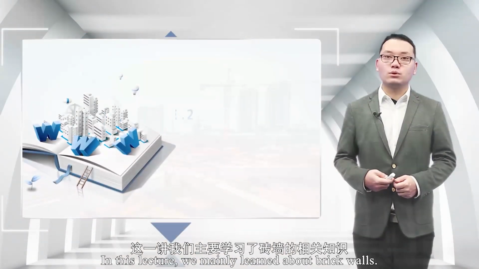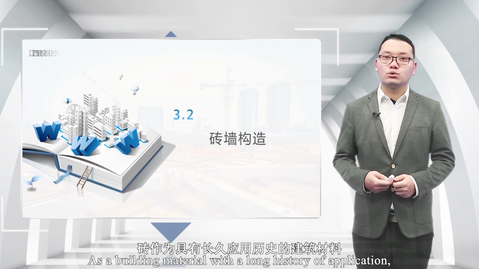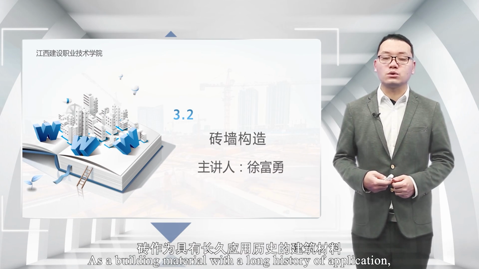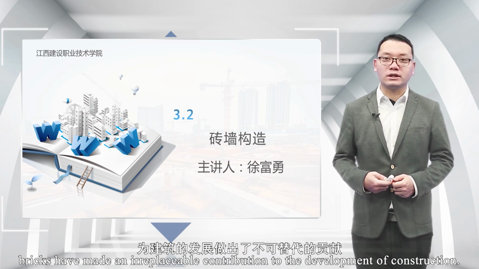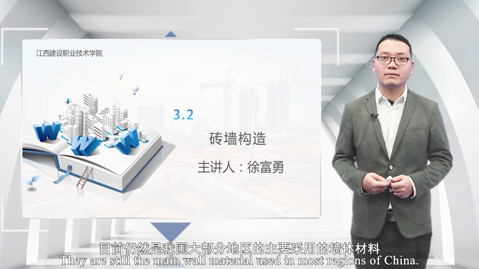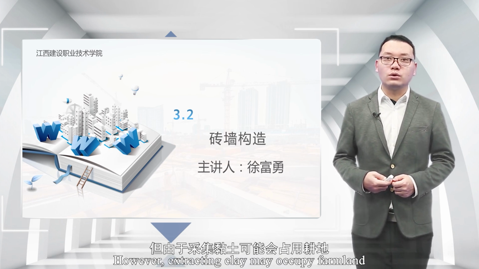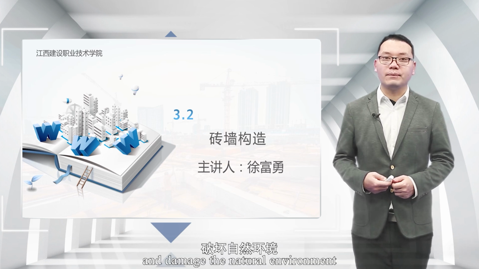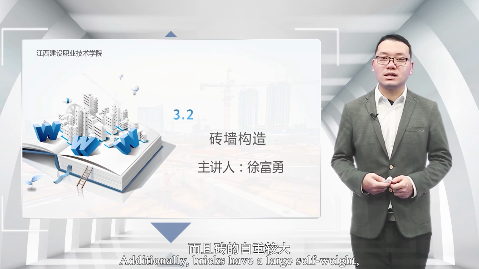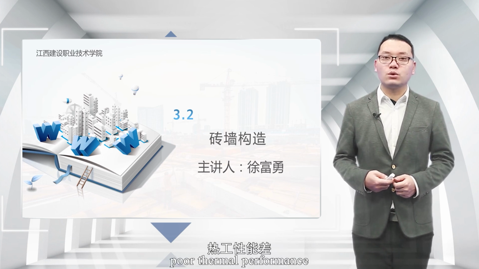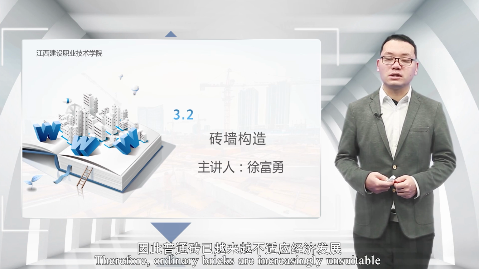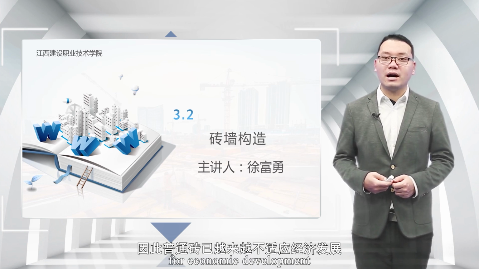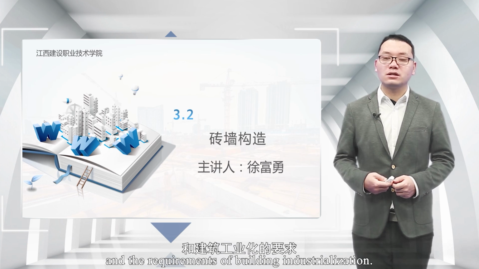In this lecture, we mainly learned about brick walls as a building material with a long history of application. Bricks have made an irreplaceable contribution to the development of construction. They are still the main wall material used in most regions of China. However, extracting clay may occupy farmland and damage the natural environment. Additionally, bricks have a large self-weight, poor thermal performance, low construction efficiency, and occupy a large structural space. Therefore, ordinary bricks are increasingly unsuitable for economic development and the requirements of building industrialization.